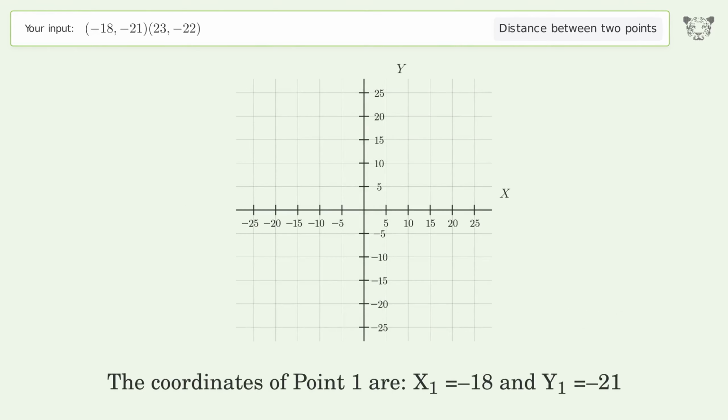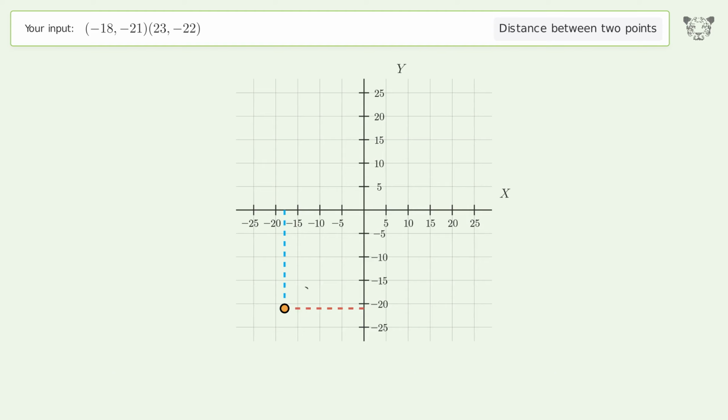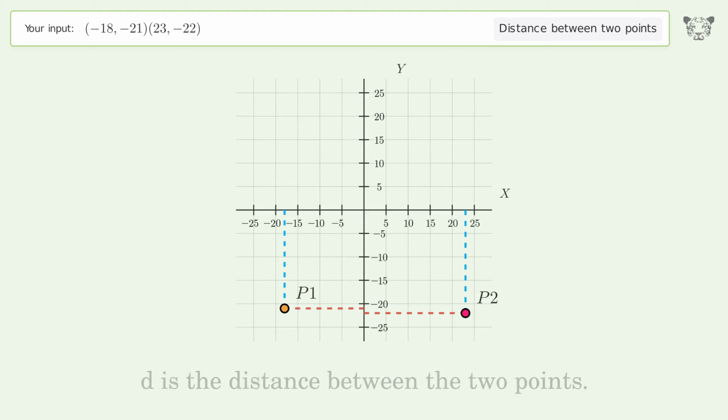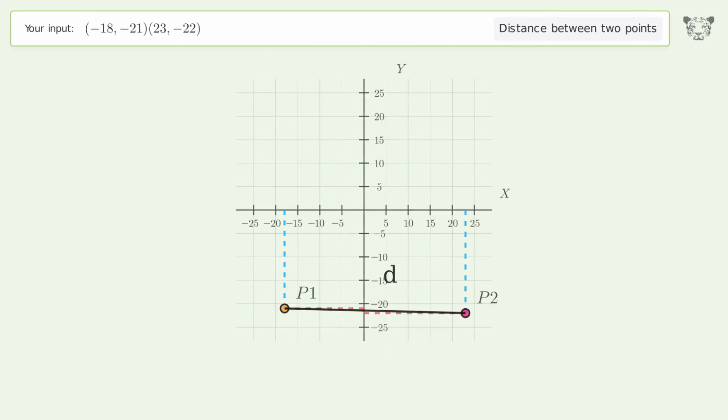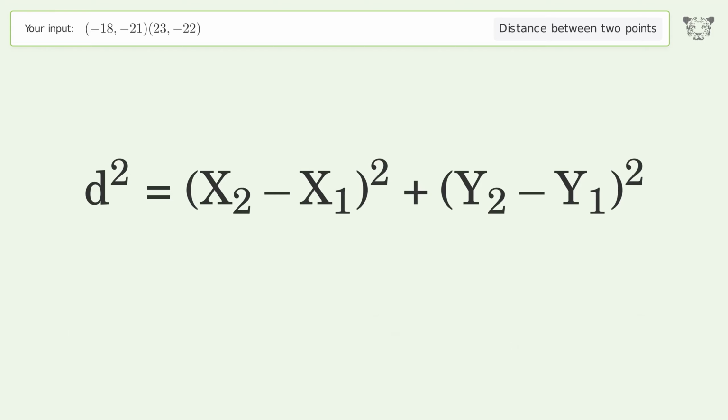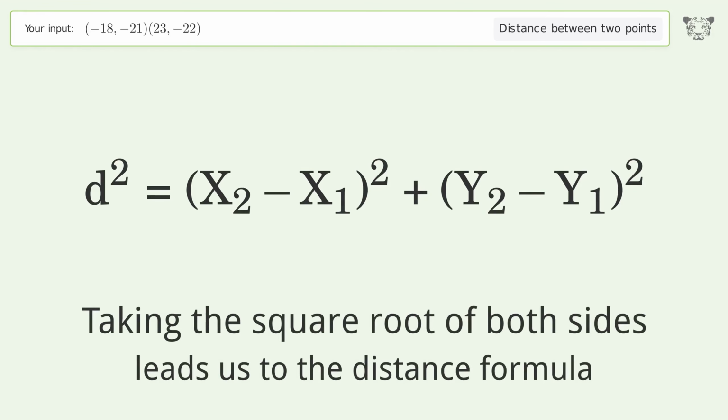The coordinates of point 1 are, x1 equals -18 and y1 equals -21. The coordinates of point 2 are, x2 equals 23 and y2 equals -22. D is the distance between the 2 points. The Pythagorean theorem tells us that taking the square root of both sides leads us to the distance formula.